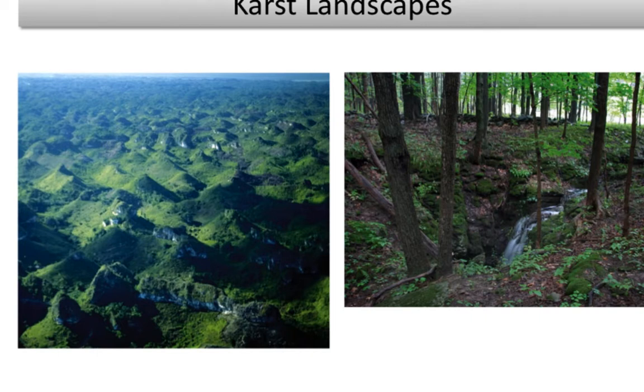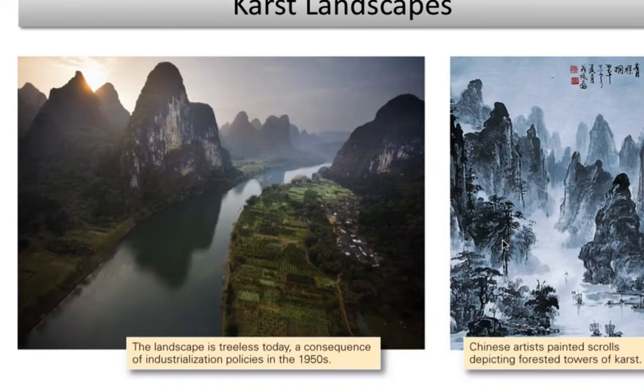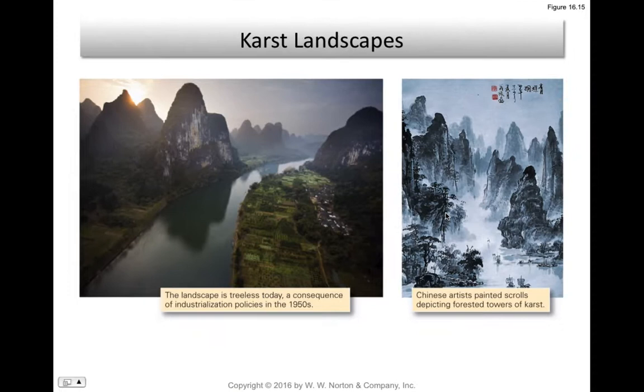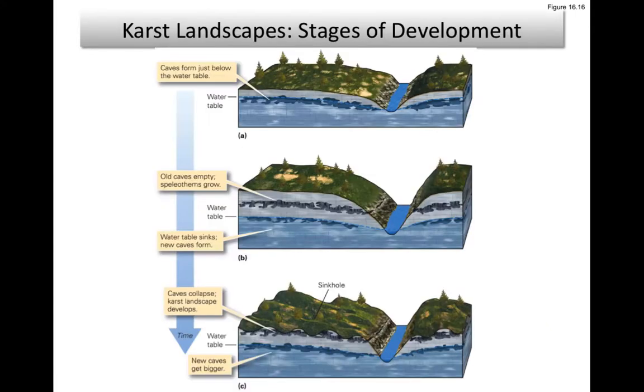And then here's an example of one of those disappearing streams. It just goes into the subsurface. Now, in China, there's a good picture of those karst towers, or tower karst. Let's see how this landscape develops.